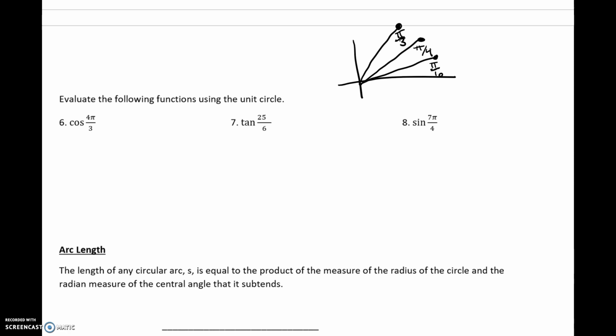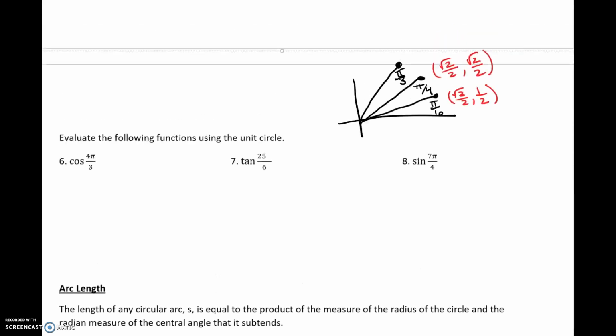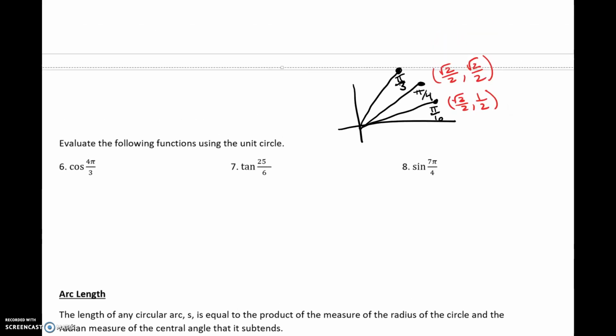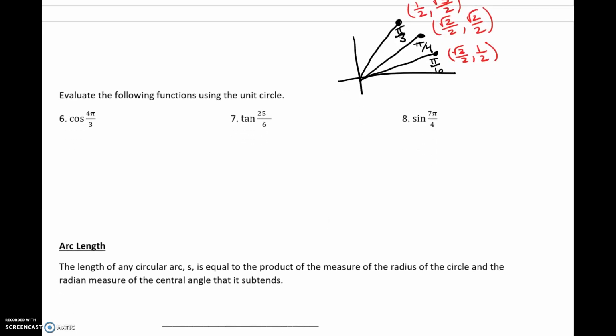Our coordinates at 30 degrees or pi over 6 radians is going to be the square root of 3 over 2, comma 1/2. At 45 degrees, my coordinate was square root of 2 over 2, square root of 2 over 2. And then lastly, my coordinates at pi over 3 radians or 60 degrees is simply going to be 1/2, comma square root of 3 over 2. So we're going to refer to that as we work through these problems.